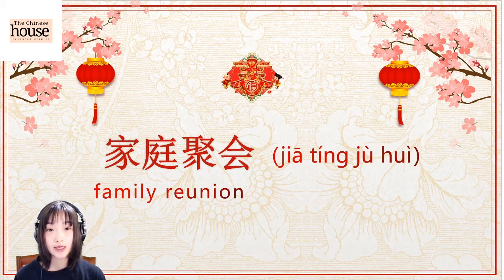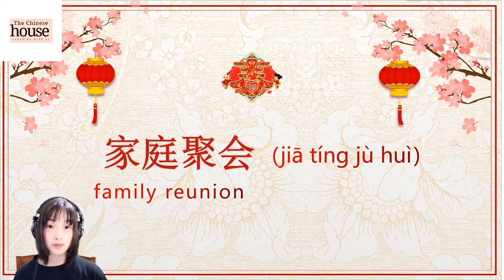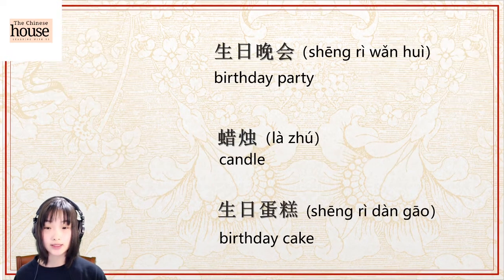家庭聚会. In traditional Chinese society, this is one of the biggest and most important things in your life. People will gather together with their family in spring festival, in every important event. For example, birthday party. Most of the time, if you're not living far away from home, you will spend your birthday party with your parents, with your relatives, and with your friends.